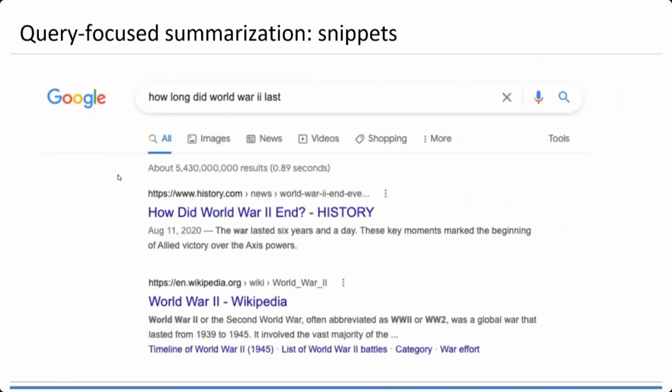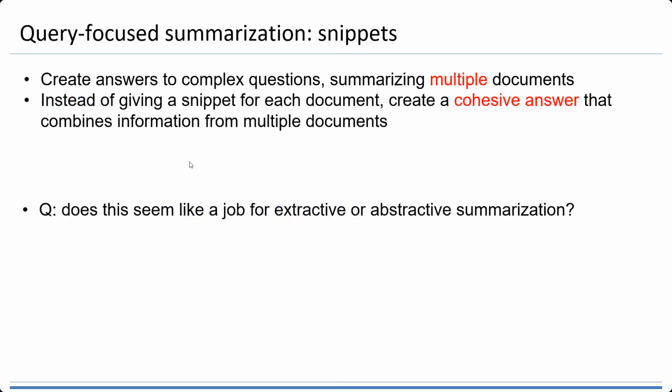Query-focused summarization, you can see from the search engine. For example, if you use Google, then you can ask like this: how long did World War II last? So we can have this document. So this is what we call the query.